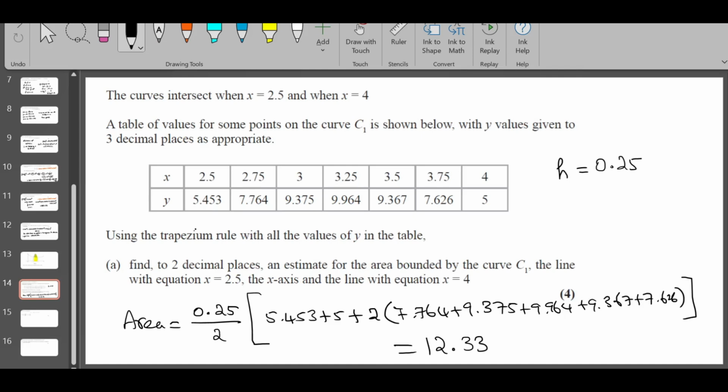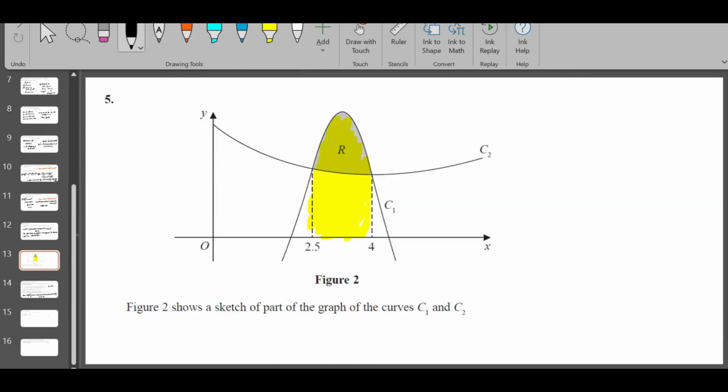12.33 is the answer. That's basically not the shaded region, the yellow one. That means the whole region below the curve C1 from 2.5 to 4.